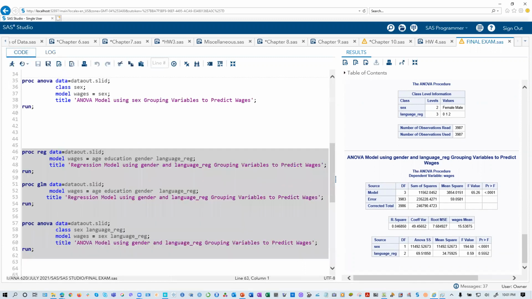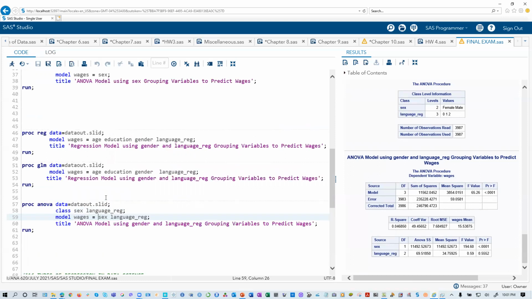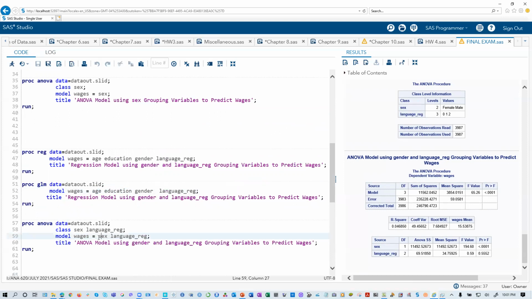Not the same thing. What happened? Okay, we are missing something: age. See, so here in ANOVA, you cannot add categorical. These two quantitative ones you cannot add here. Okay, that's the only difference.